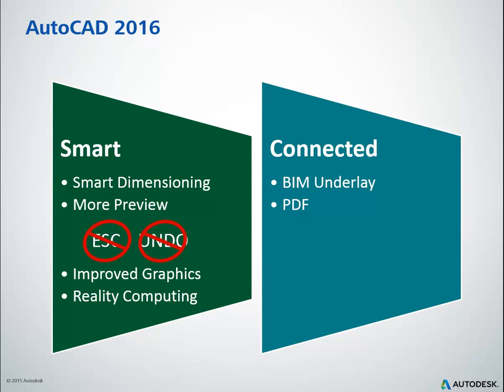We have two major areas of focus on 2016. First is about being more smart, which improves the usability of the product. It includes a smart dimension, more previews to avoid using escape and undo, some improved graphics, and some reality computing that were included on the product. On the connected part, we have improvements on the BIM underlay, including bringing models from Navisworks, and improvements on the PDF side, how we export and how we use PDF inside AutoCAD.